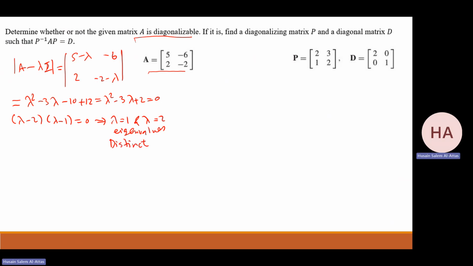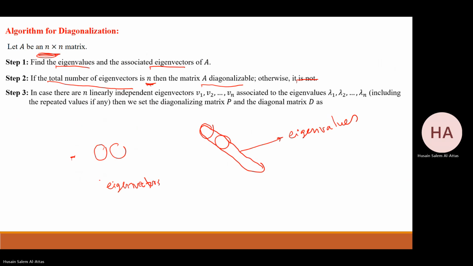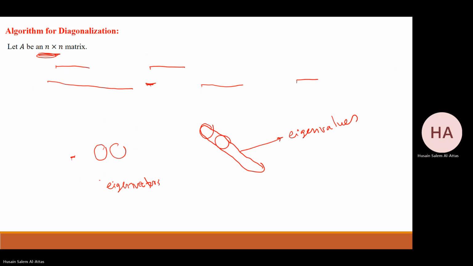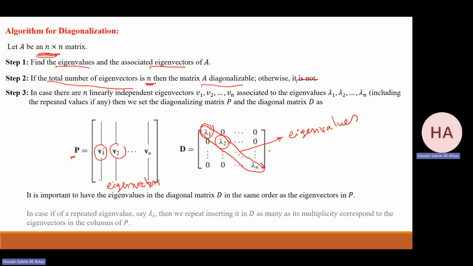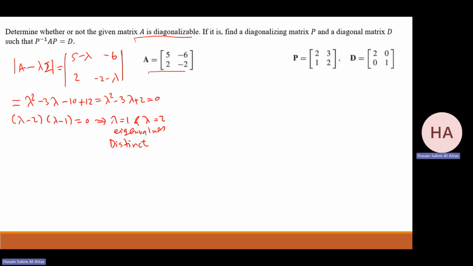Right away, if they are distinct, what they say here, if the n by n matrix has n distinct eigenvalues, for sure it will be what? Diagonalizable. Right away, the matrix is diagonalizable. A is diagonalizable. Now, how to find P and D?